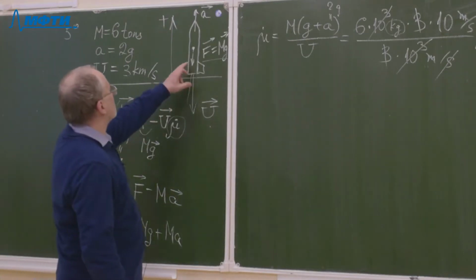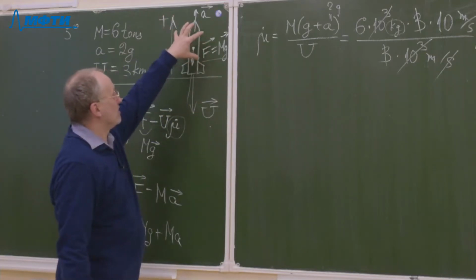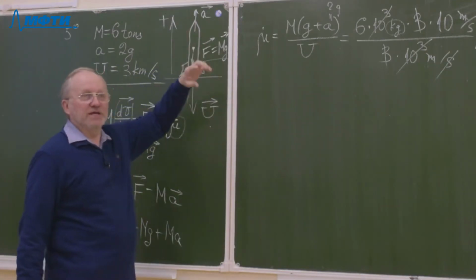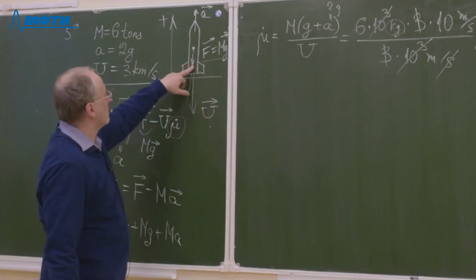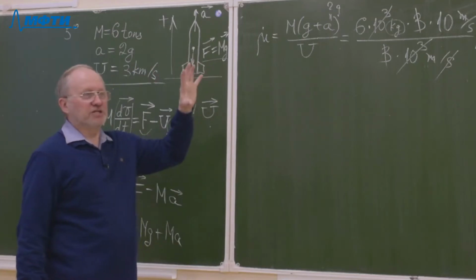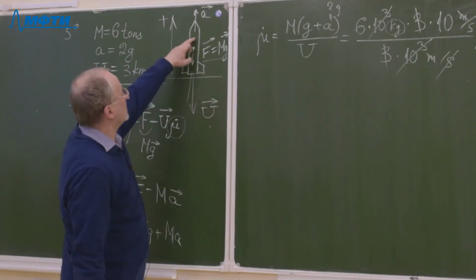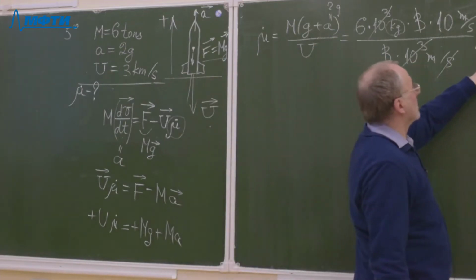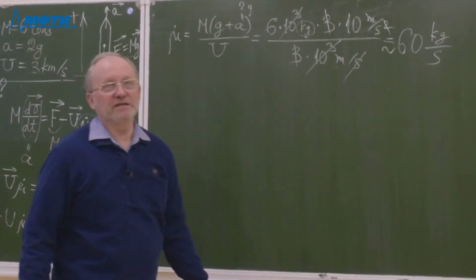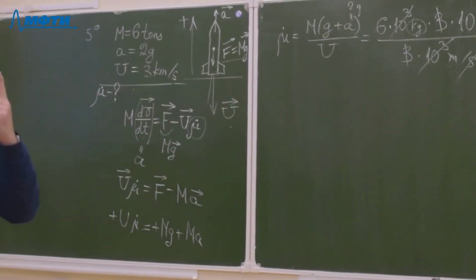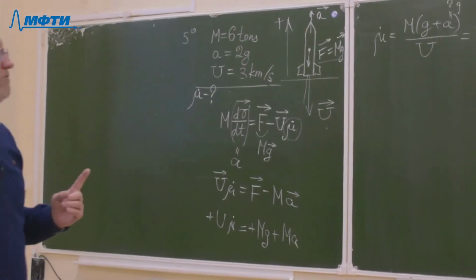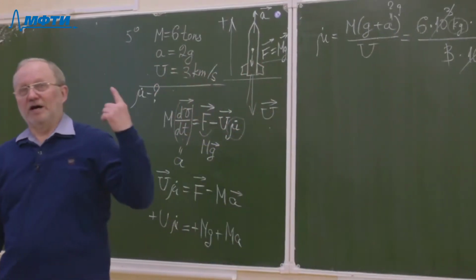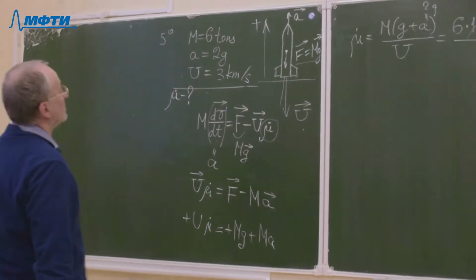What if I don't want this rocket to accelerate upward? I want it just to stay and hang in the air at rest and not move. The rocket engine works, and the rocket does not accelerate, it just hangs in the air. In this case, acceleration a will be zero, and this formula will give you 3 times smaller consumption of fuel, just 20 kilograms per second needed for the rocket to hang and not accelerate, neither upward nor downward. If you diminish the consumption, the rocket will go down with acceleration. If you increase the consumption of fuel, the rocket will go up. The larger the fuel consumption, the larger will be the acceleration a of the rocket.